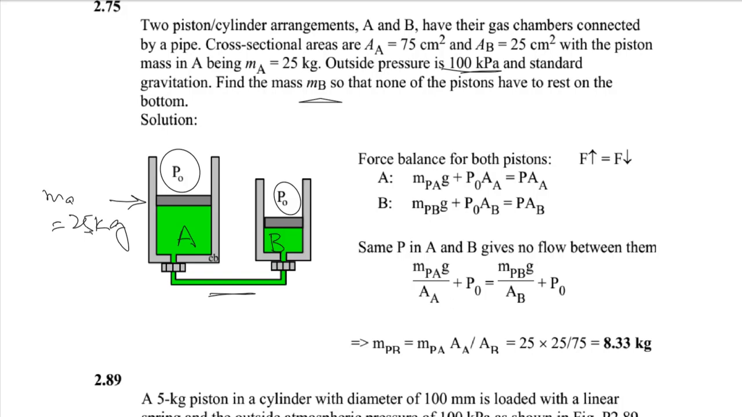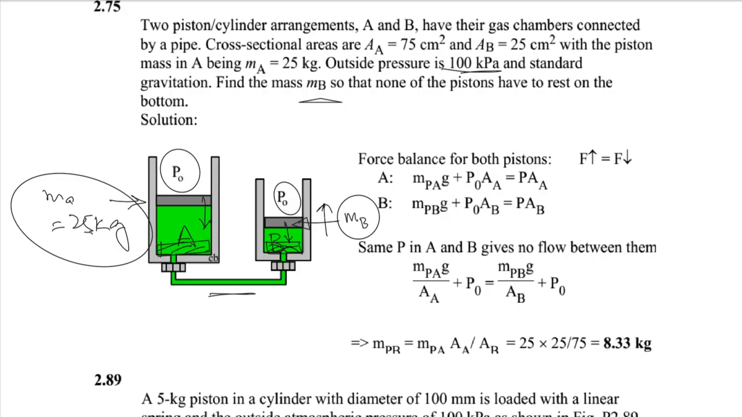So that means if the mass of B, for example, is greater than the value we need to find out, then obviously this piston will move downward. When it's moving downward, in one condition it will be resting on the bottom. If the mass of B is less than that value, then this piston would be a little bit heavier, and this piston will move downward and rest at the bottom.